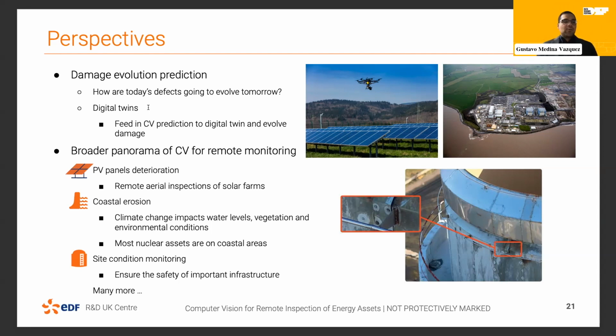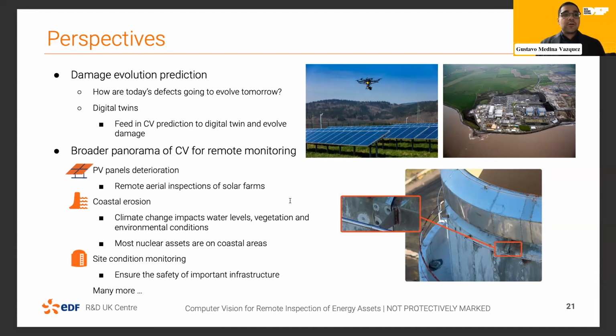Now, of course, wind turbines are not the only application for computer vision and remote monitoring. There are a lot of very interesting things that we can also look at where this can play an important role. I added here just a few examples. For example, you can do something similar for monitoring solar farms. Another very important application could be understanding coastal erosion.